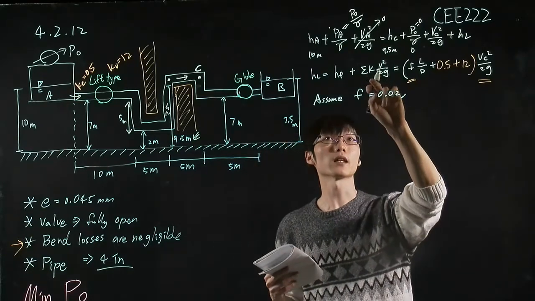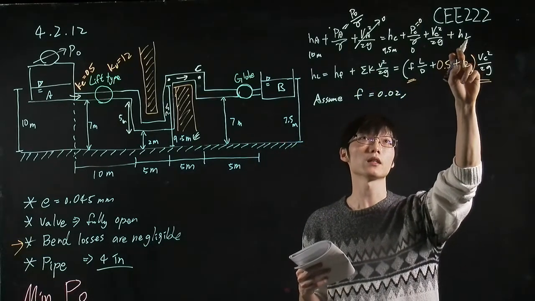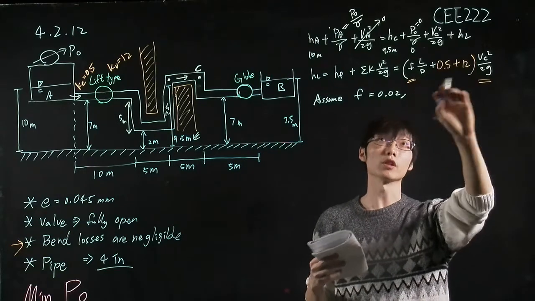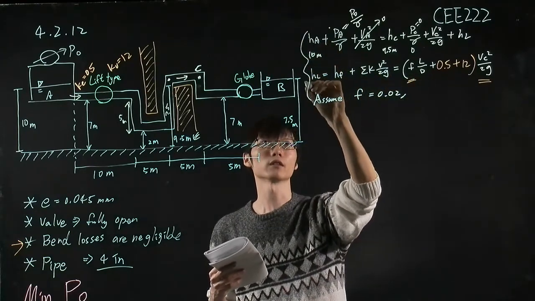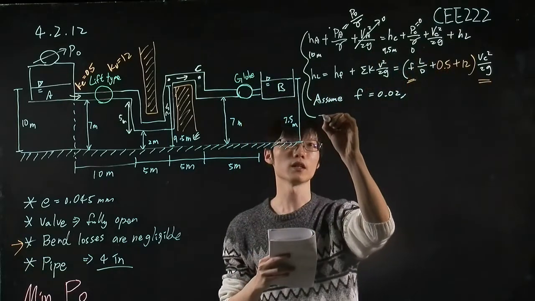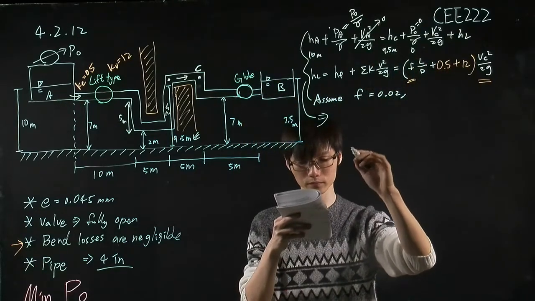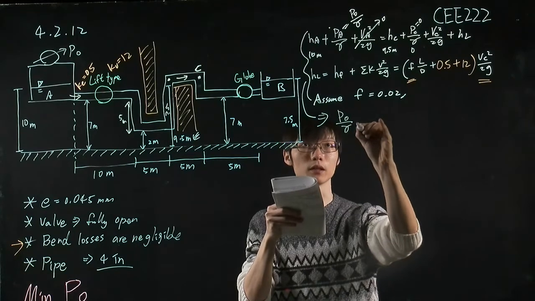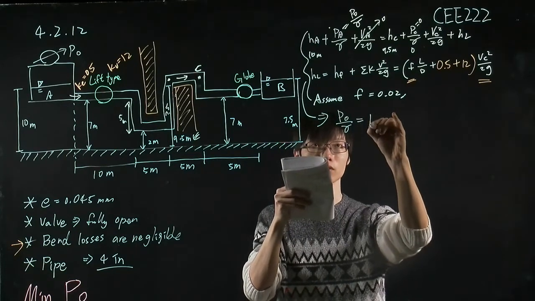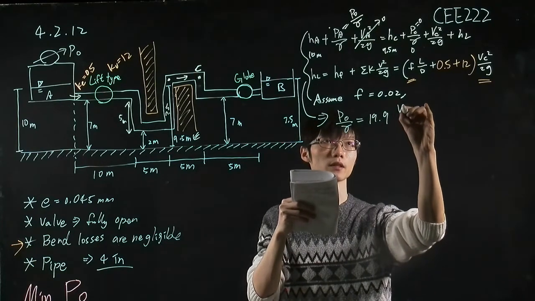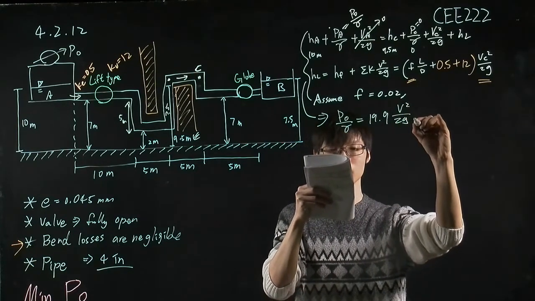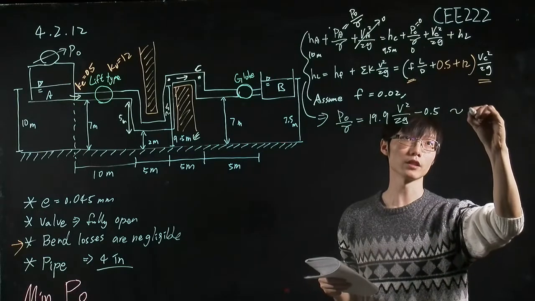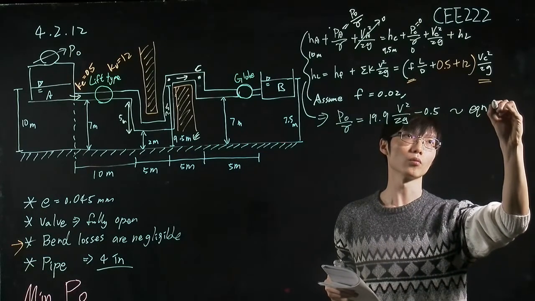So let's plug this term into this equation and use F equal to 0.02 and just reorganize the equation, and we will find out that the entire section can be simplified into P naught divided by the specific weight of water equal to 19.9 times the velocity term minus 0.5. Okay, and we call this equation 1.